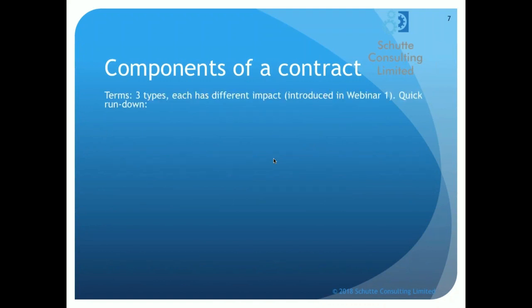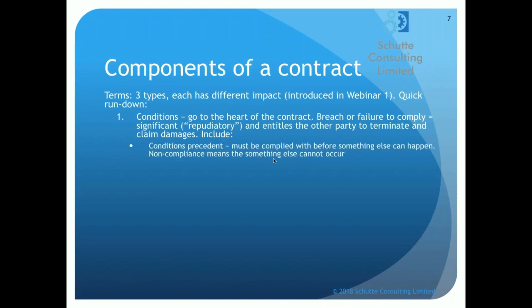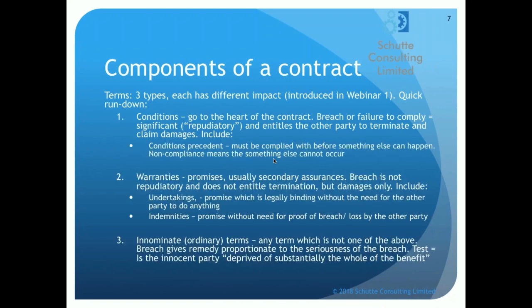Let's look at terms, because terms are important, as I mentioned. In legal terms, you've got three types of term. Each of those has a different impact. I'm going to set out all three of those now on the screen for you. We've got something called conditions. Conditions are the most significant parts of the contract. They go right to the heart of it. As such, you may not be surprised to hear that any breach of that term or any failure to comply with a term is classed as significant. It's given the legal terminology of repudiatory.